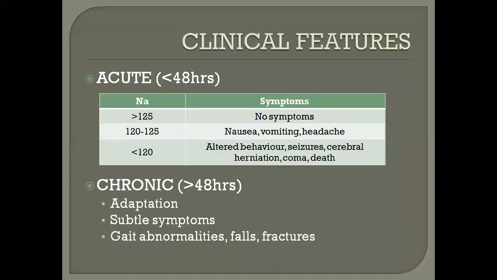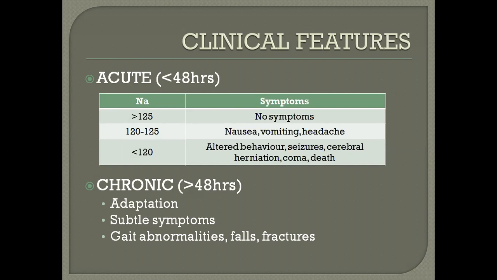So coming to clinical features, we have acute hyponatremia, which is less than 48 hours duration, and chronic, which is more than 48 hours duration. If the sodium is more than 125, generally no symptoms occur. So this window between 135 and 125 is the period in which there are no symptoms. And this is actually a dangerous period, because the patient does not have symptoms, and unless somebody closely investigates, you will miss this period and you will straight away land up with a more severe hyponatremia.